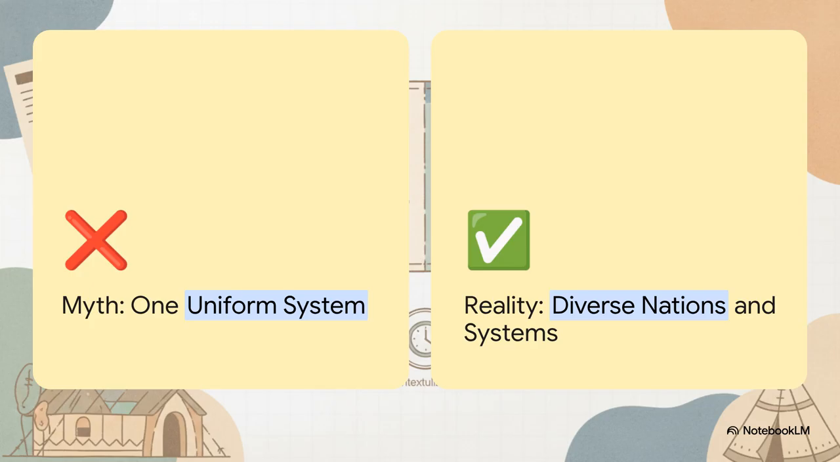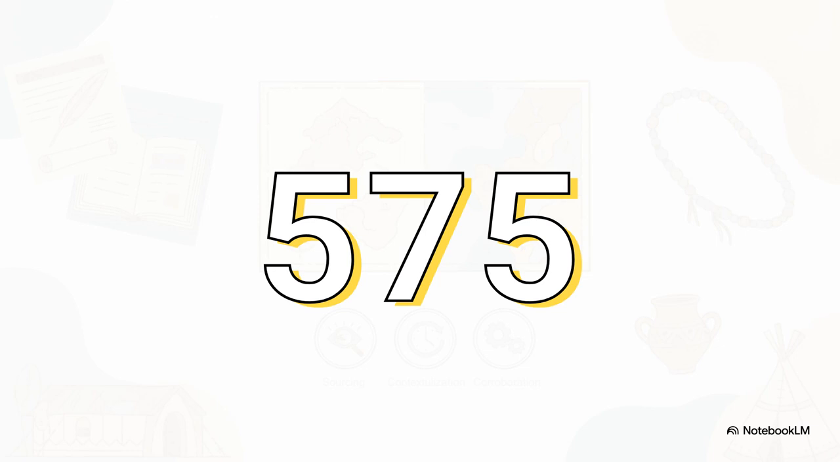Right off the bat, we need to clear up a massive misconception. Indigenous societies were never just one uniform system. Instead, we're talking about distinct, incredibly diverse nations, each with their own unique and complex ways of doing things. You might hear the number 575 from the Bureau of Indian Affairs. Now, it's super important to remember that this is just a current federal recognition statistic. It's an administrative number, definitely not a comprehensive count of all the distinct Indigenous cultures and nations out there.